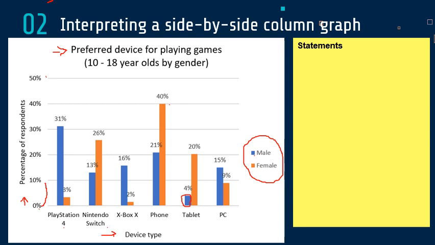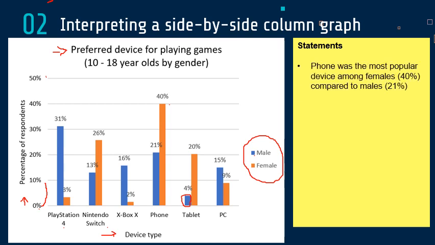So what statements can we make about this data? What does this tell us about this sample of 2,000 people, half of which were male, half of which were female, and their preferred device for playing games? Well, firstly, we can say that phone was the most popular device among females. So let's go to phone, was here, and we can see this orange column is at 40%.